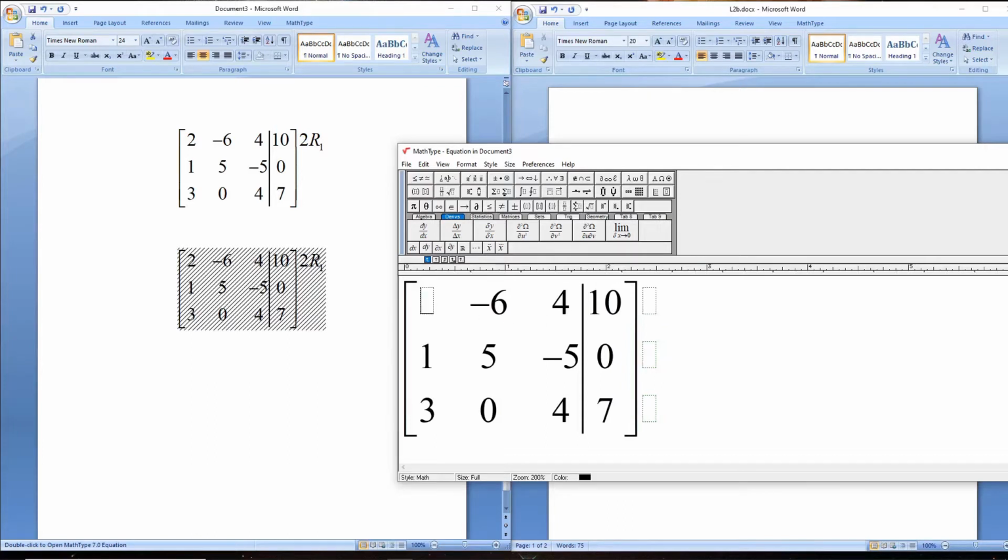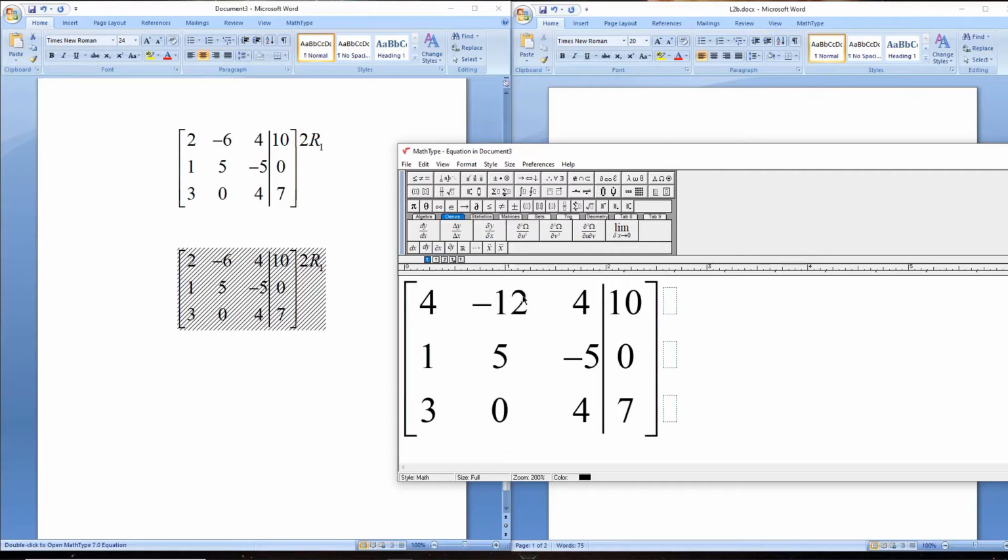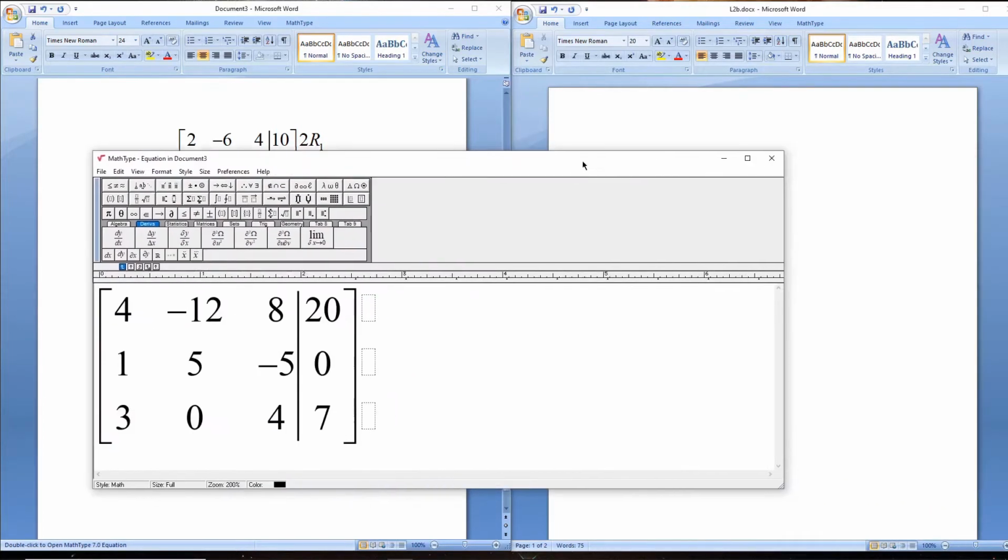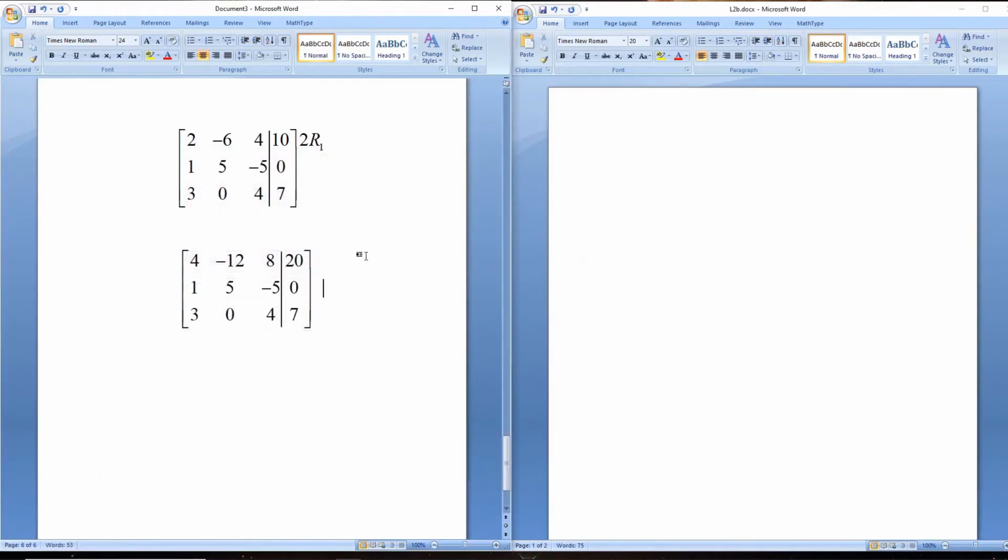So that means we're just going to multiply everything by 2. So this would be 4. 2 times a minus 6 would be a minus 12. 2 times 4 is 8. And then 2 times 10 is 20. And so we carried out that instruction. We multiplied the first row by 2, and then we replaced that as row 1. So again, that means just multiplying a row by a number.